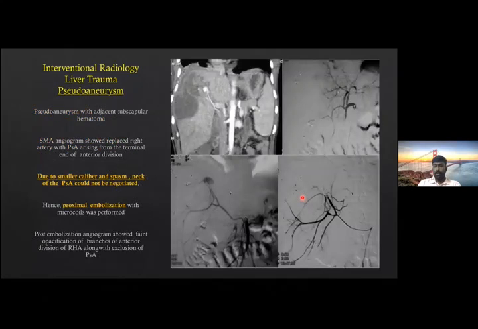And this is a case of pseudoaneurysm. This blob of pseudoaneurysm can be seen here. However, when an angiogram of the left hepatic artery is taken, we cannot visualize the pseudoaneurysm. A replaced right hepatic artery was seen in an SMA run, and this was selectively embolized. We couldn't cross the neck of the pseudoaneurysm because of the spasm, so we did a proximal embolization, and then there was no opacification of the pseudoaneurysm post-embolization.